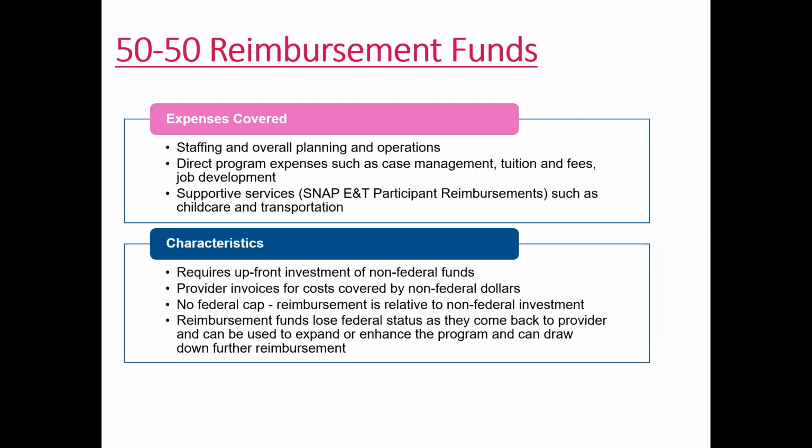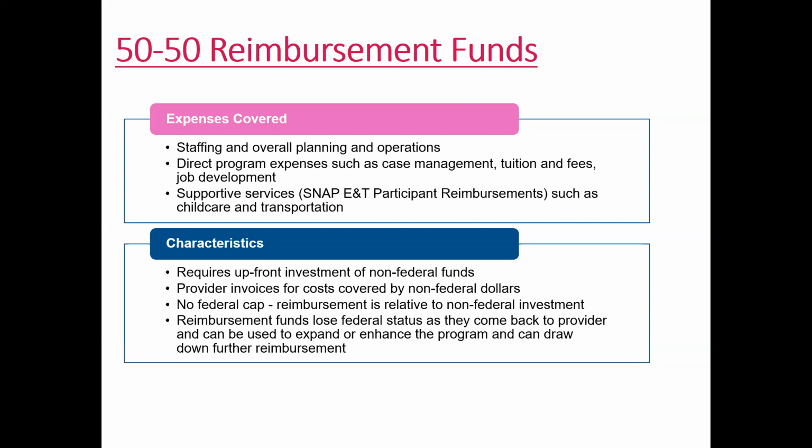And then the 50-50 reimbursement funds, like I said, there's a lot more flexibility with these funds. They can be used for any of the expenses that you use 100% funds for. It can help fill in some of those gaps that the 100% funds aren't covering, as well as being used for the participant reimbursements, which are really important for individual success in the program. And then it does require an upfront investment from either the state or the contracted partner of non-federal funds. And that's the only thing that can be reimbursed through 50-50: the use of non-federal funds.